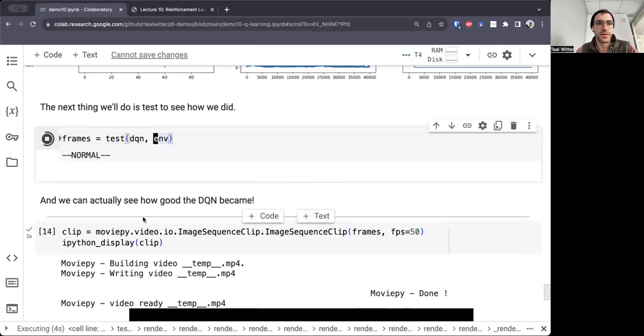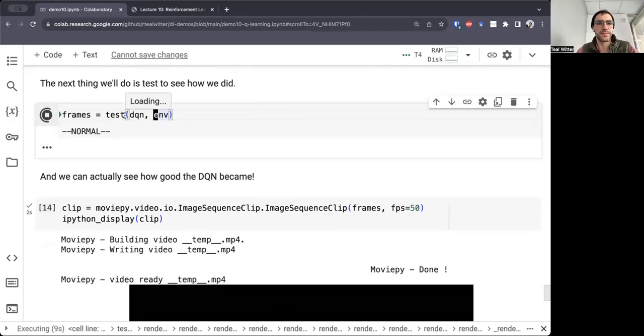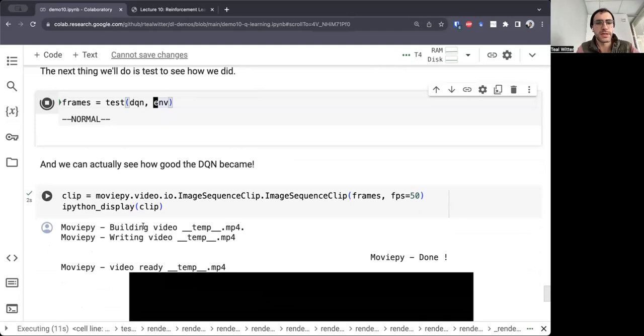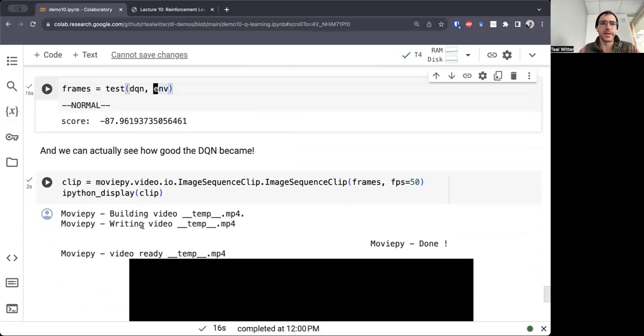Will this run? No way. I'm going to get an error because we disconnected. Or it might work. Oh my gosh, cool.